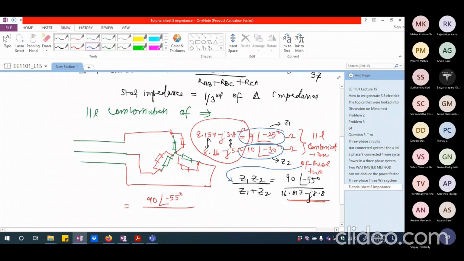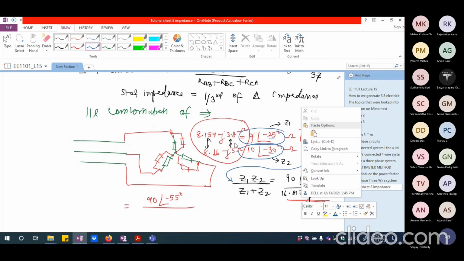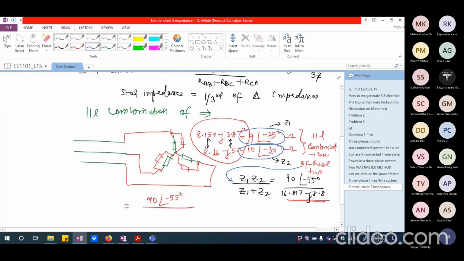And Z1 plus Z2 is 8.157 plus 8.66, that is 16.817. And here 3.8 plus 5, that will be minus j 8.8. So Z1 plus Z2 is this. Okay, got it? Yes, ma'am.